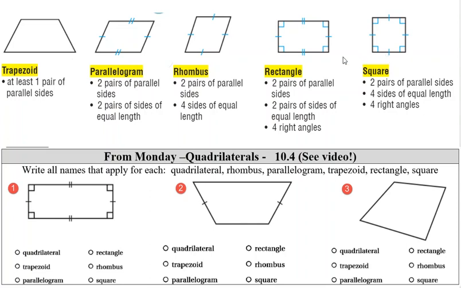It is a rectangle because it has four right angles. It is a rhombus because all four sides are the same. It is a parallelogram because it has two pairs of parallel sides to it. And it is a trapezoid because it has at least one pair of parallel sides. So a square is a quadrilateral. It's also a rectangle. It's also a rhombus. It's also a parallelogram, and it's also a trapezoid.